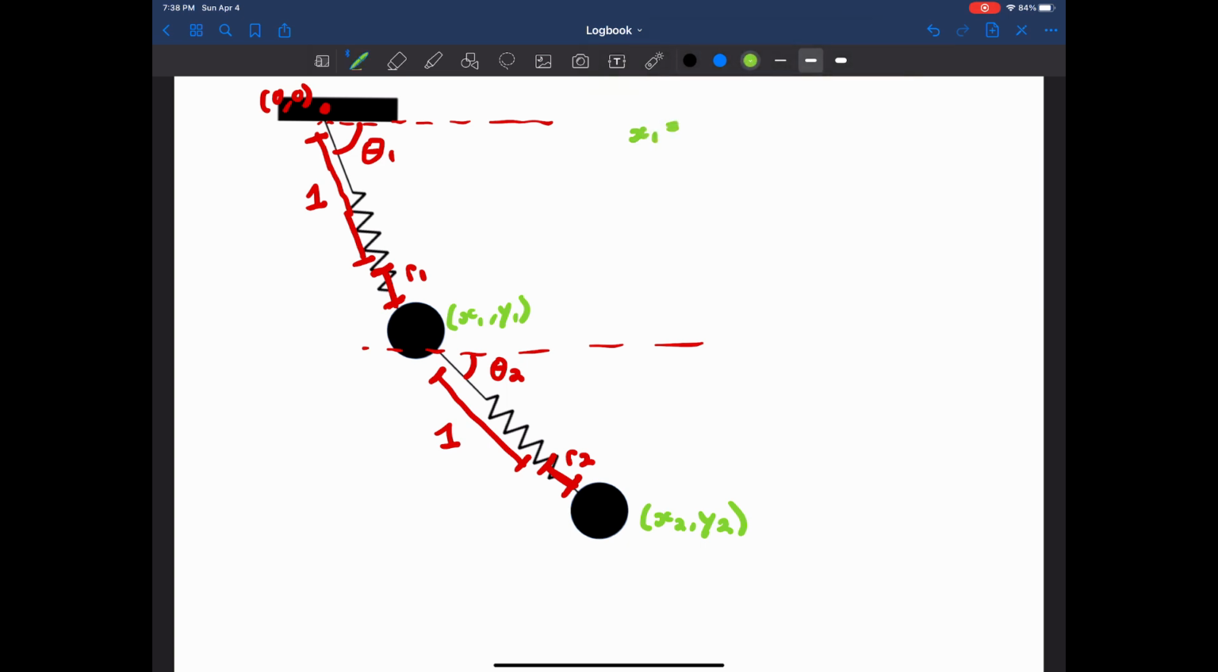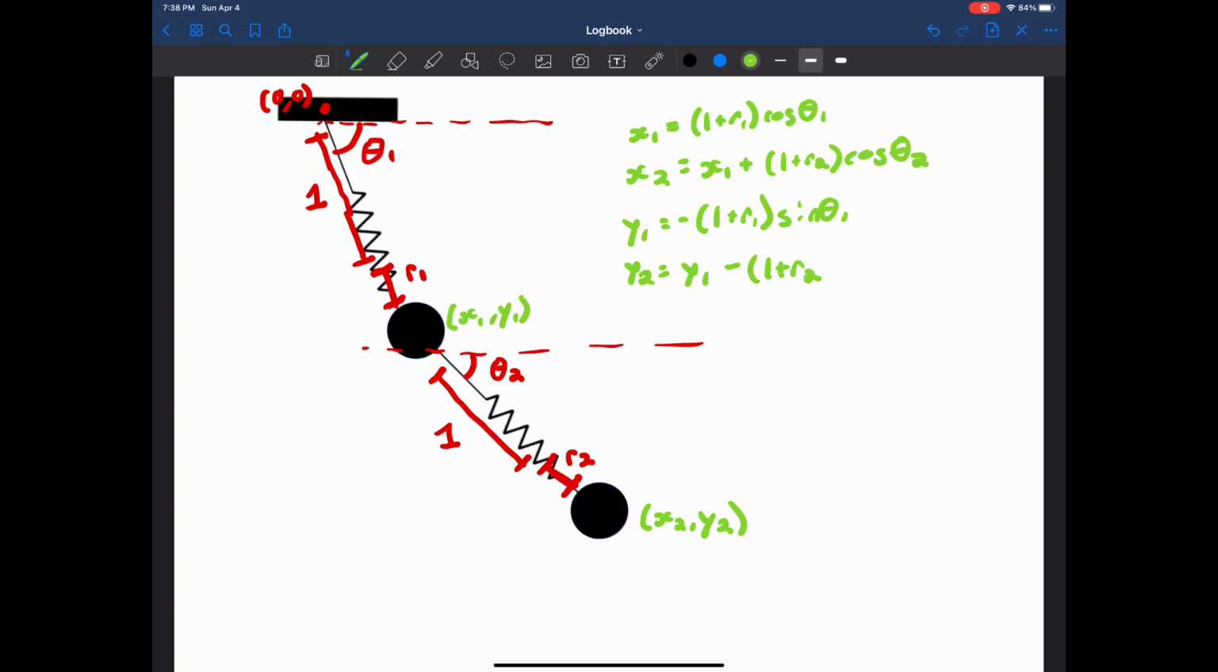So from this I get x1 equals 1 plus r1 cos theta 1. x2 is just x1, which is with that above, plus 1 plus r2 cos theta 2. And I get similar things for y1 equals minus 1 plus r1 sine theta 1. And y2 is equal to y1 minus 1 plus r2 sine theta 2. So this is everything we need to know about our problem.